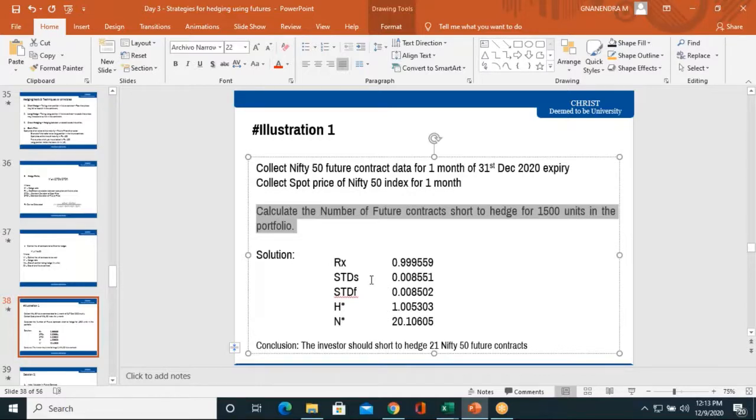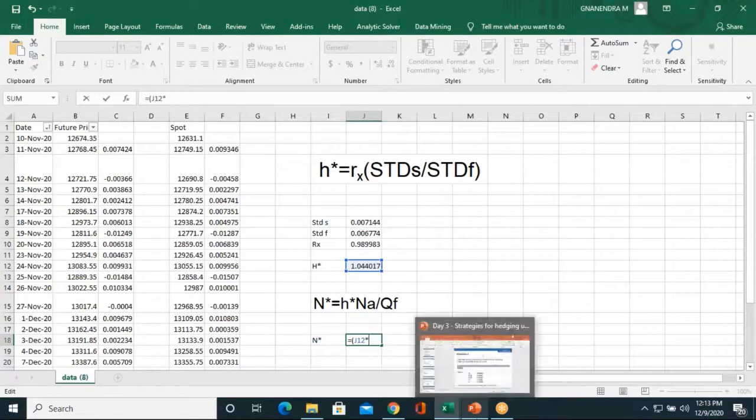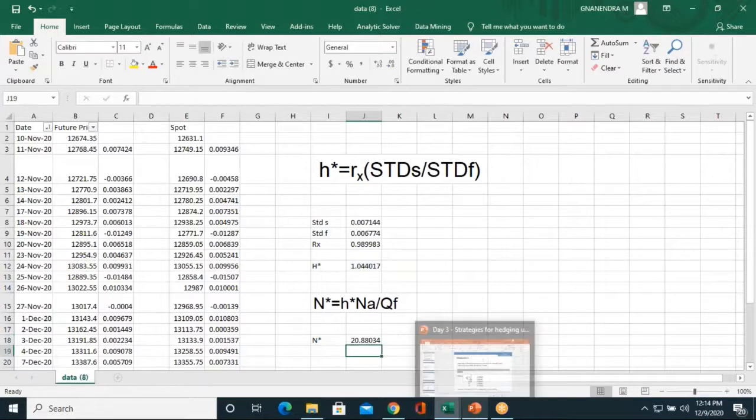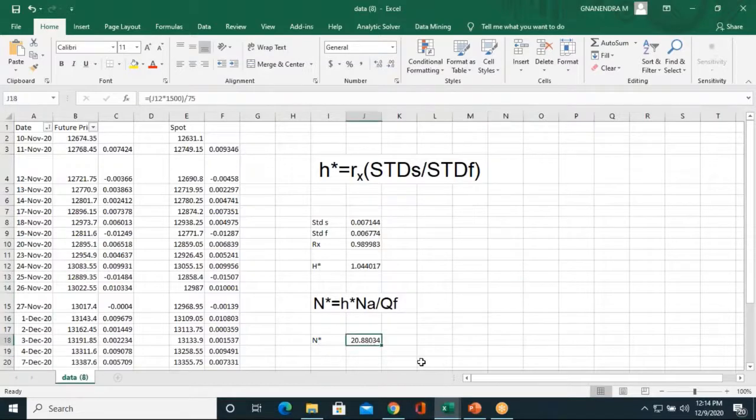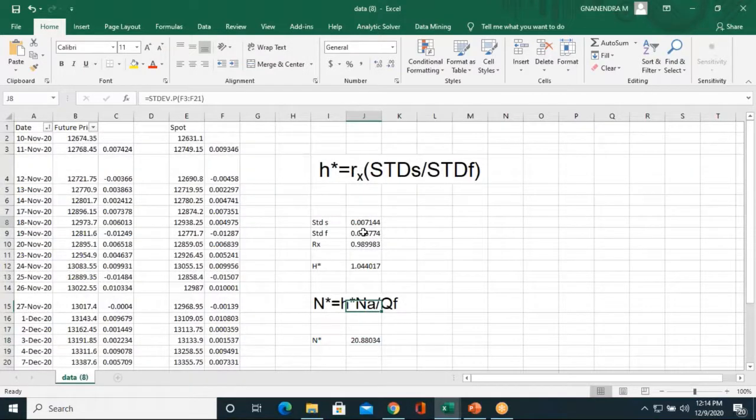I will explain that. So now N star, 1500 units are there in my account, so divided by 75. 75 is the one future contract of index lot. So I need to go for 20 contracts in that case. 21 contracts, sorry, 21 contracts. Okay. So this is how you can calculate.